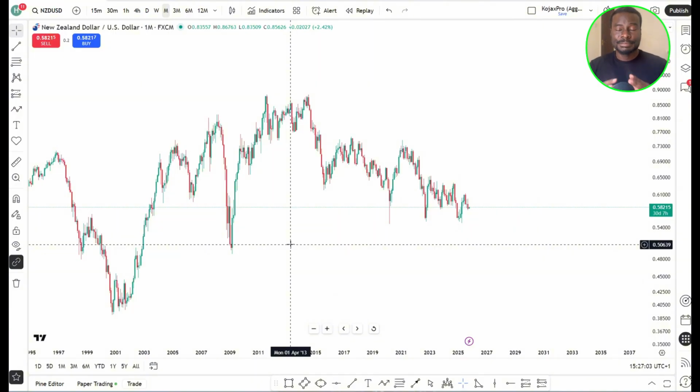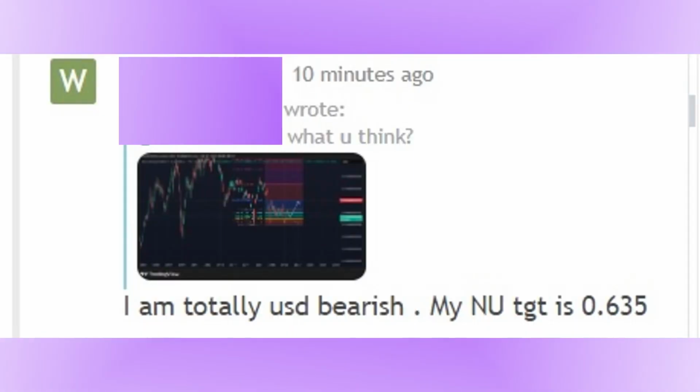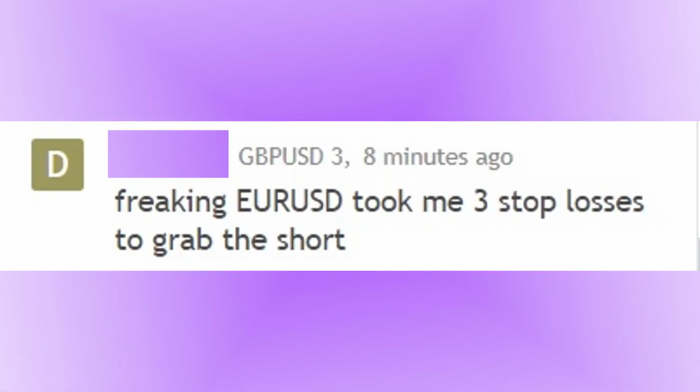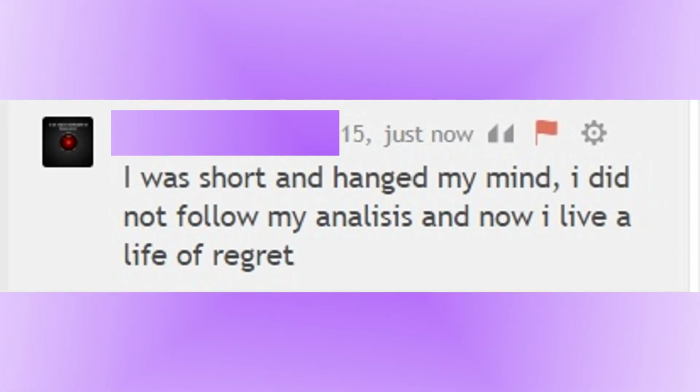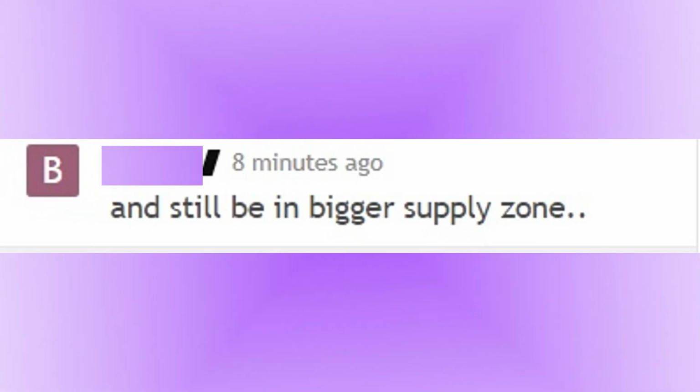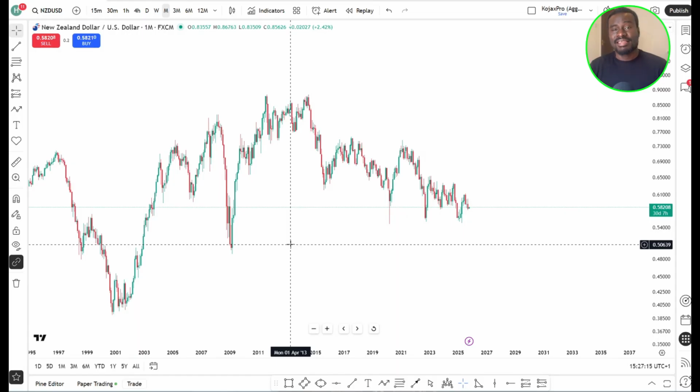So in this case, some traders did say that NZDUSD is bearish, and they're already being totally bearish on this trade. I'm going to put a couple of screenshots here. Traders saying that, oh, it's all smoke and mirrors. And then some traders are standing aside just to see what the market does. Like I said, not everyone knows how to analyze this market this way. So here at KojaxPro Trading, we are going to analyze NZDUSD and see what the market has for us.